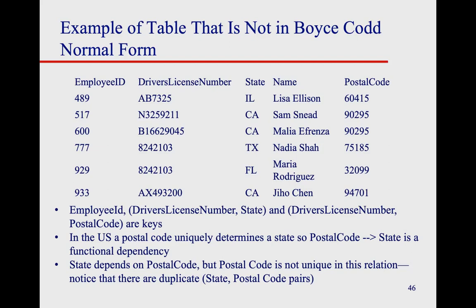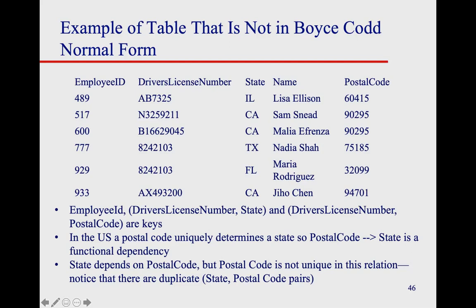Okay. Now, Dr. BZ, sorry, just so I understand, you said name was dependent on all candidate keys in this table? Yes. The name here is dependent on each of the three candidate keys: employee ID, driver's license number and state, and driver's license number and postal code. Okay. So name is fully functionally dependent on each of these three keys.